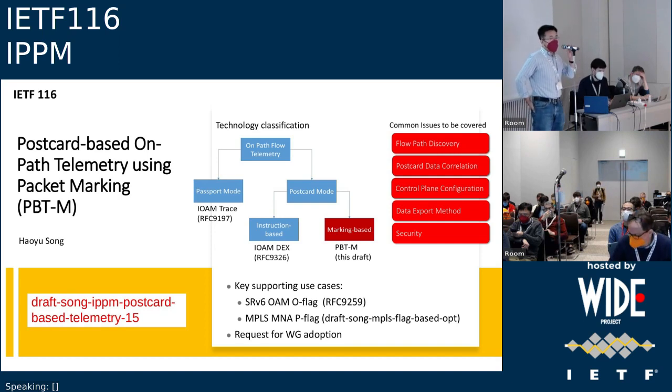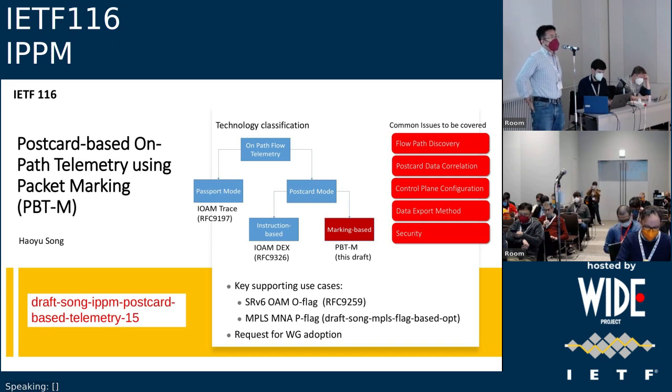For example, on the right side, we list five groups of unique issues faced by this technology that we want to cover in this document. First one is flow path discovery, because we need a reactive way to tell the nodes on the path what data we want to collect. We don't want to first configure all the nodes in the network. So we need to do that reactively.